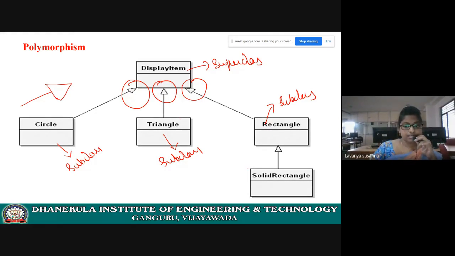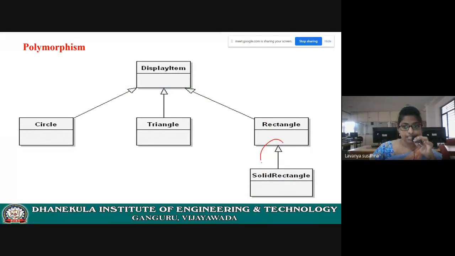Next, solid rectangle, sorry, I'm so sorry. Coming to solid rectangle, how do you say solid rectangle is a subclass? See the symbol here: a solid line and then a triangle. Triangle means it is generalization. Remember this, these graphical representations you need to remember.